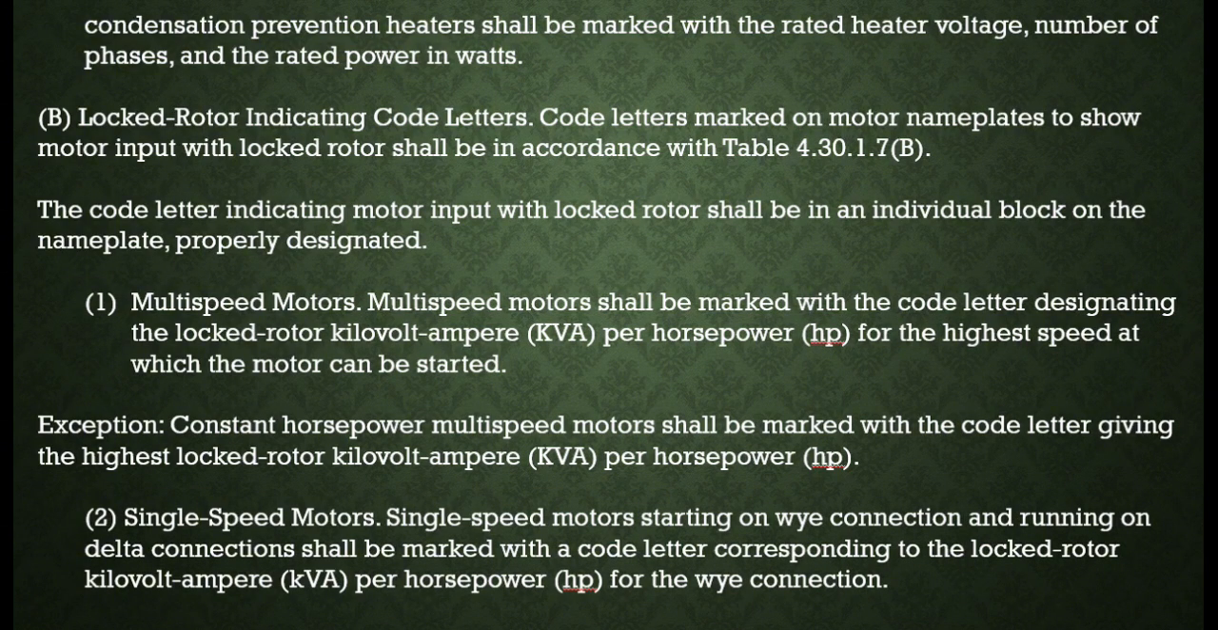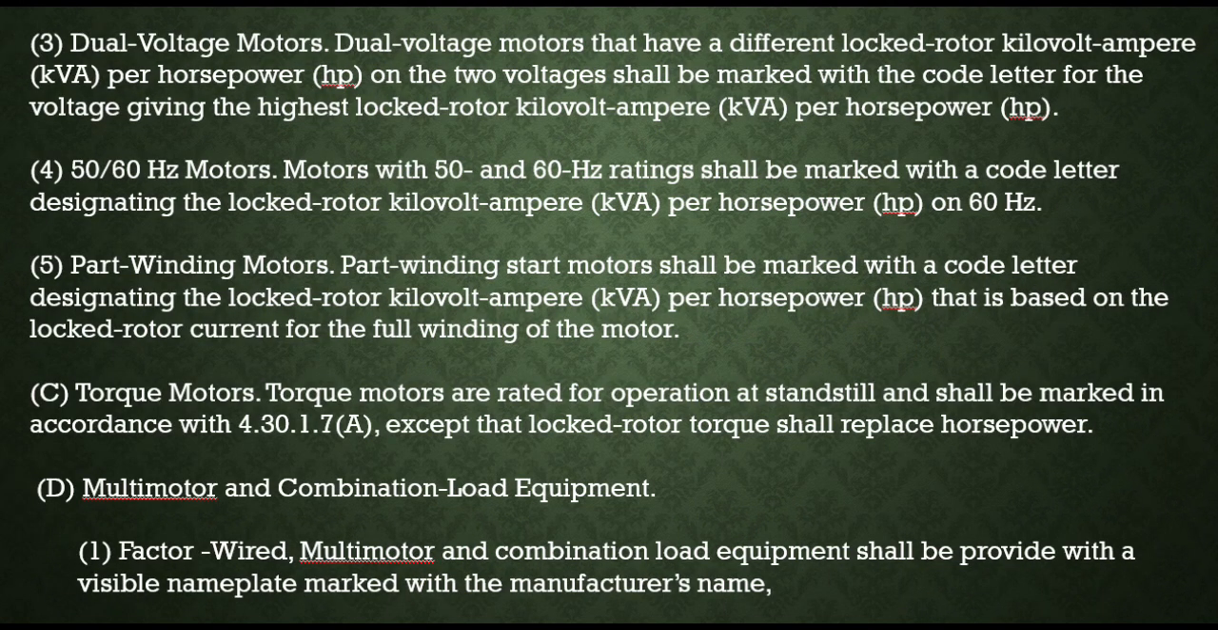These letters per table 4.30.1.7b indicate motor input with a locked rotor and must be in a designated block. Multi-speed motors are marked with a code letter for locked rotor kVA per horsepower at the highest speed. Single-speed motors use a code letter for the Y connection. Also, dual voltage motors use the code letter for the highest locked rotor kVA per horsepower.